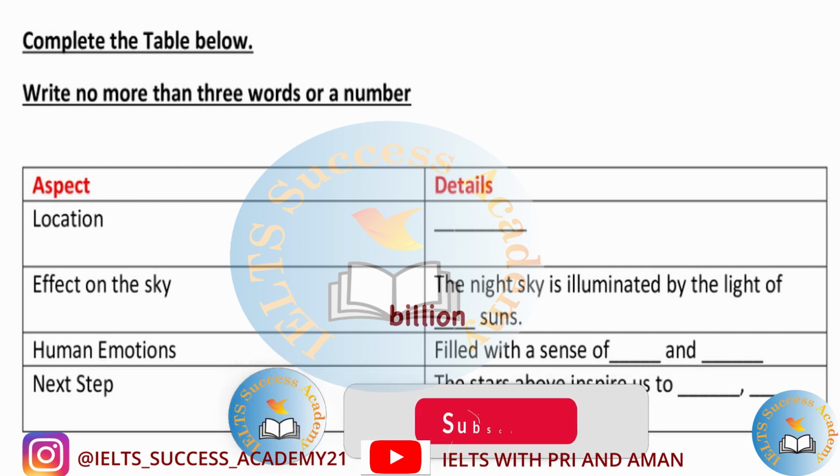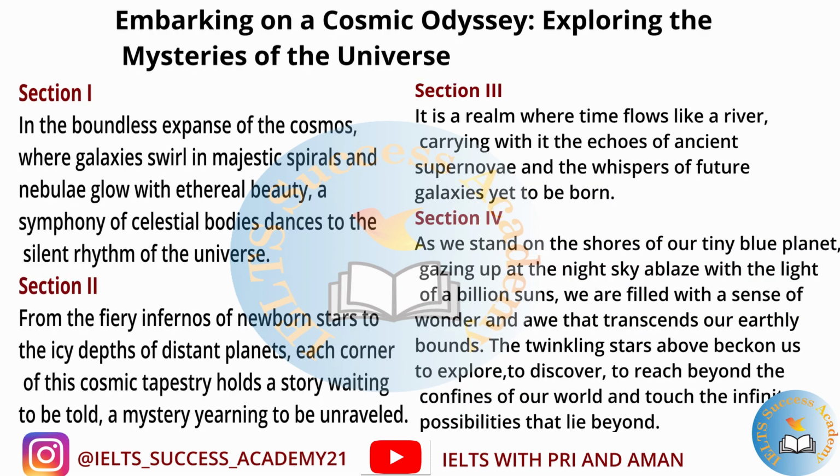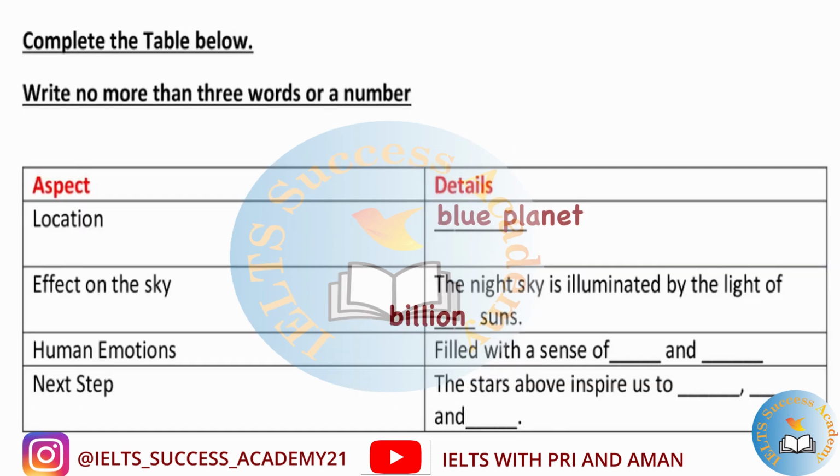That is billion suns. If you look at just at the top, the column states the first fill in the blank is about location. Find the location. What would be the location? Location stands for a place. Okay. So in this statement we have blue planet. Okay. So the answer for first would be blue planet.